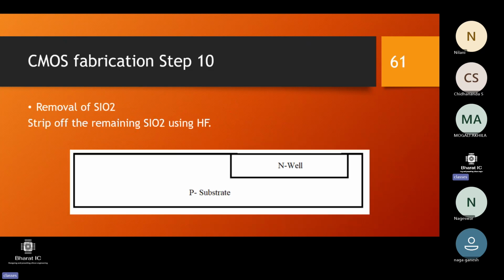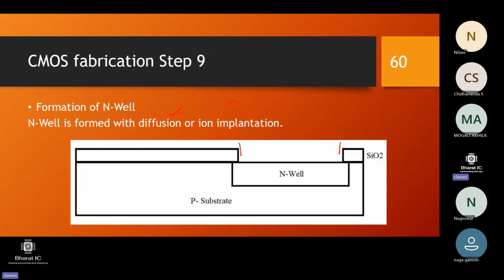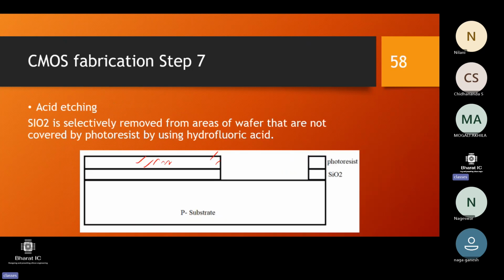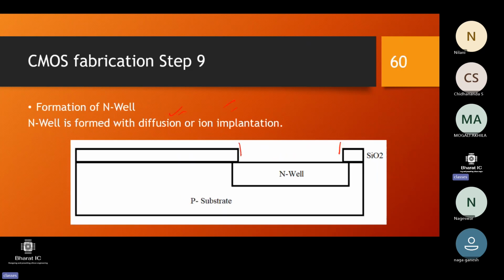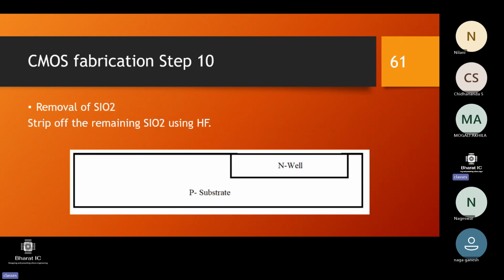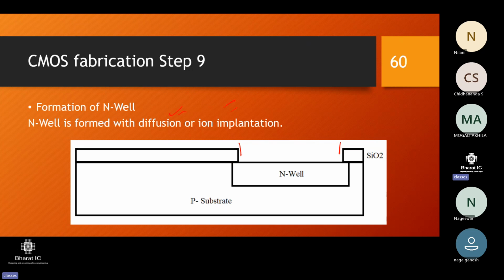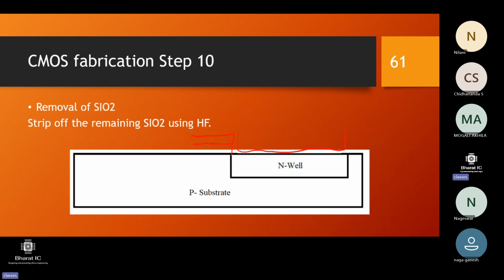Now we will go to step 10, removal of the SiO2. The SiO2 is removed with hydrofluoric acid. We already used hydrofluoric acid earlier, and it reacts with the SiO2. Earlier there was a photoresist mask on top of this, due to which only this part got removed, but the other part was still there. If you see the last one, the photoresist mask has now been removed. Now the top part got removed, and only this part is remaining.